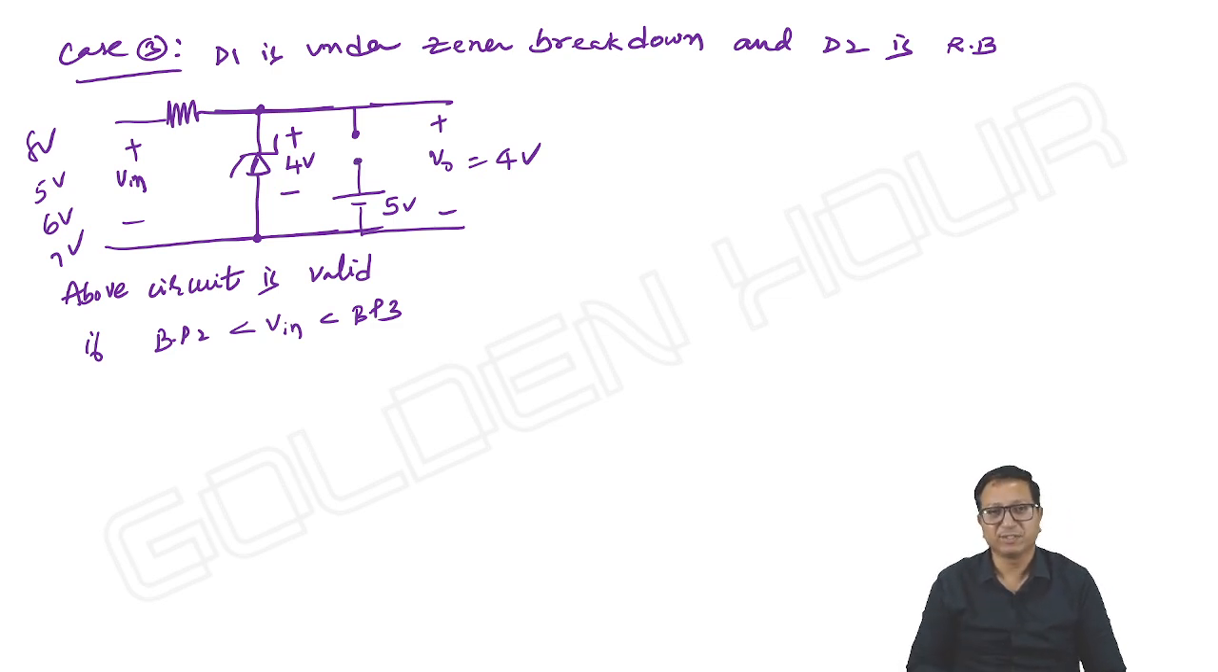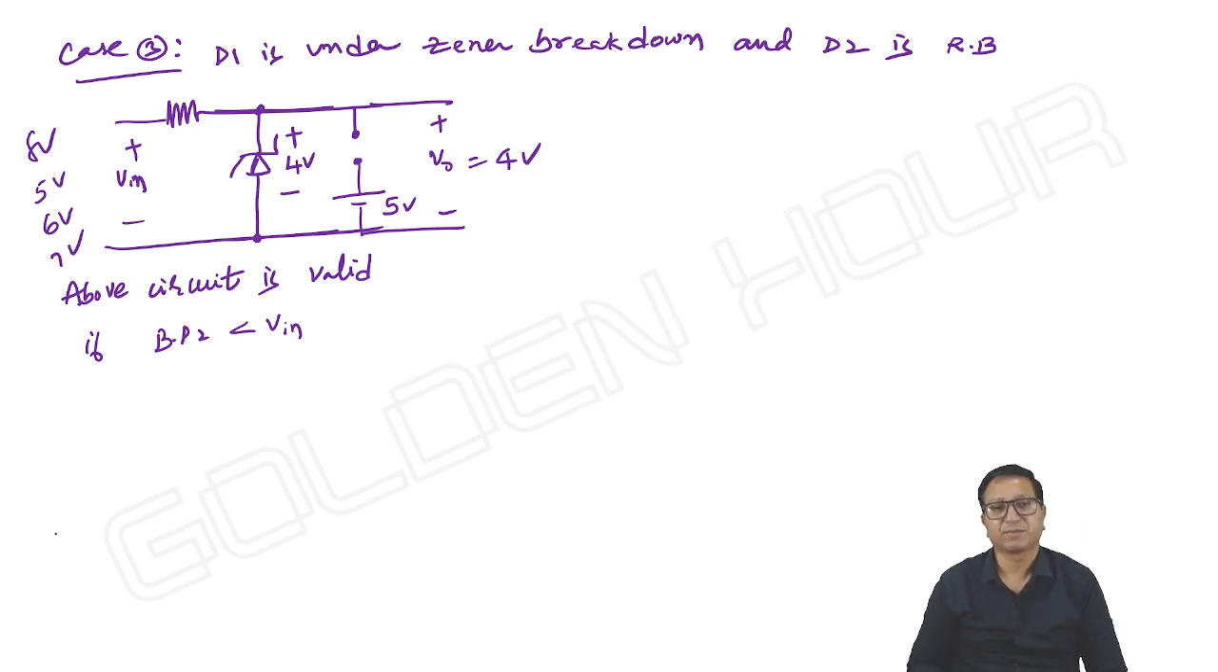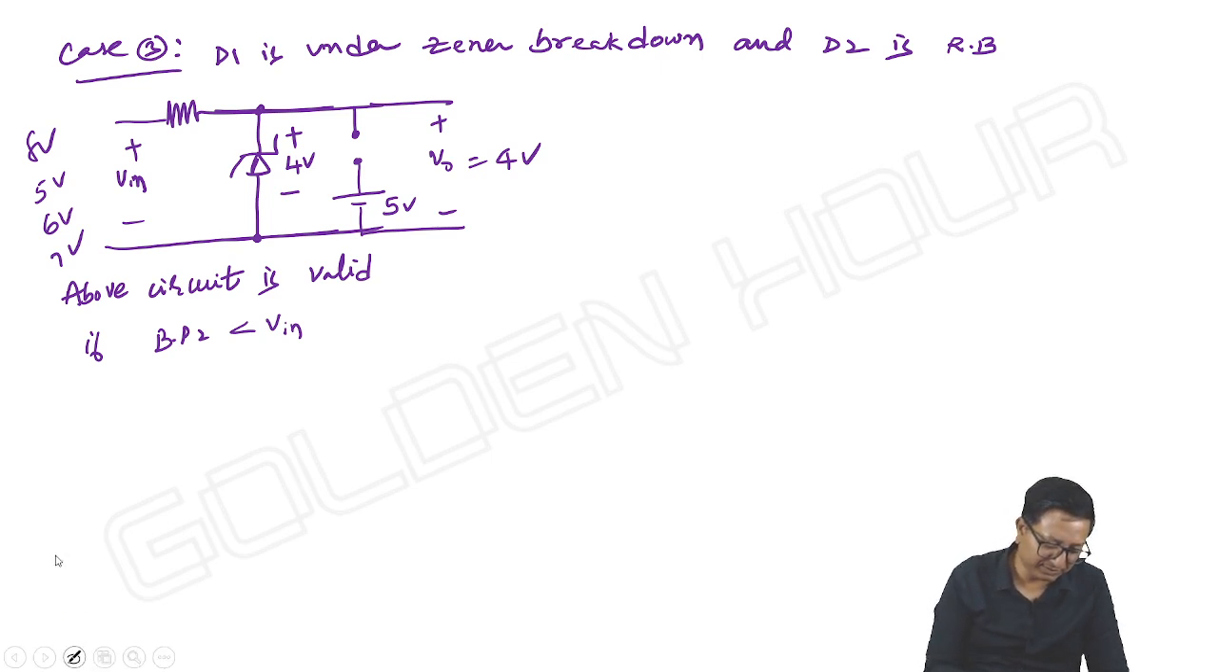Input may go above 5, but voltage across the GNR diode is not able to go above 4 volts, and hence diode D2 never conducts. D2 acts as open circuit and output is equal to 4 volts. So I need not worry about writing breakpoint 3, input greater than breakpoint 2. That's it. Your input may keep on rising, doesn't matter.